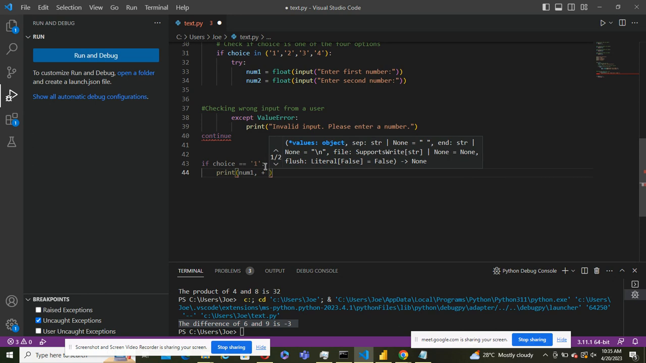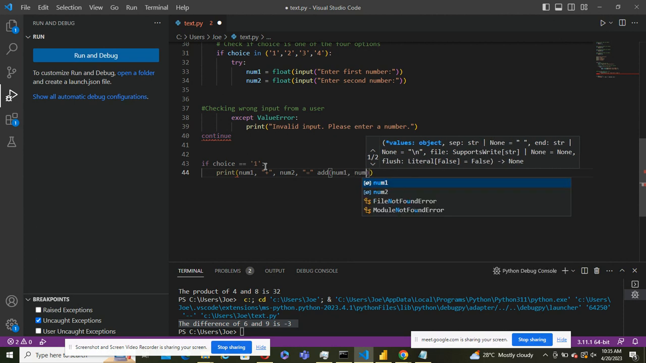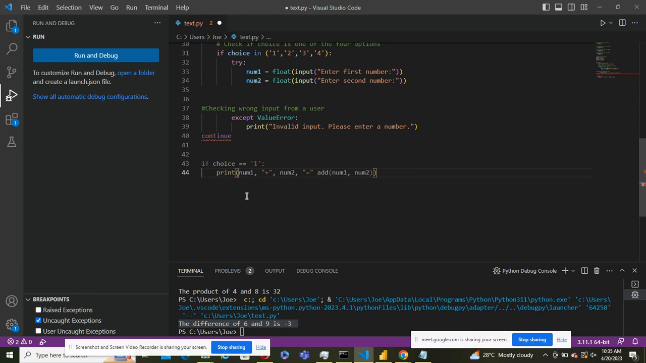plus, let's put it in, plus the number 2, the second number. Both of them should be equal to add number 1 and 2. Okay, now the meaning of this.